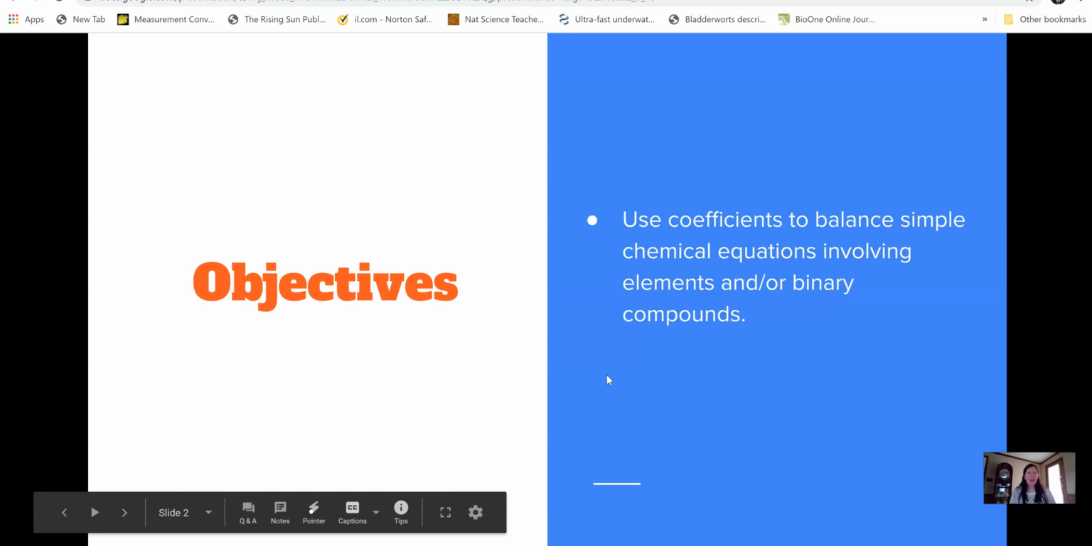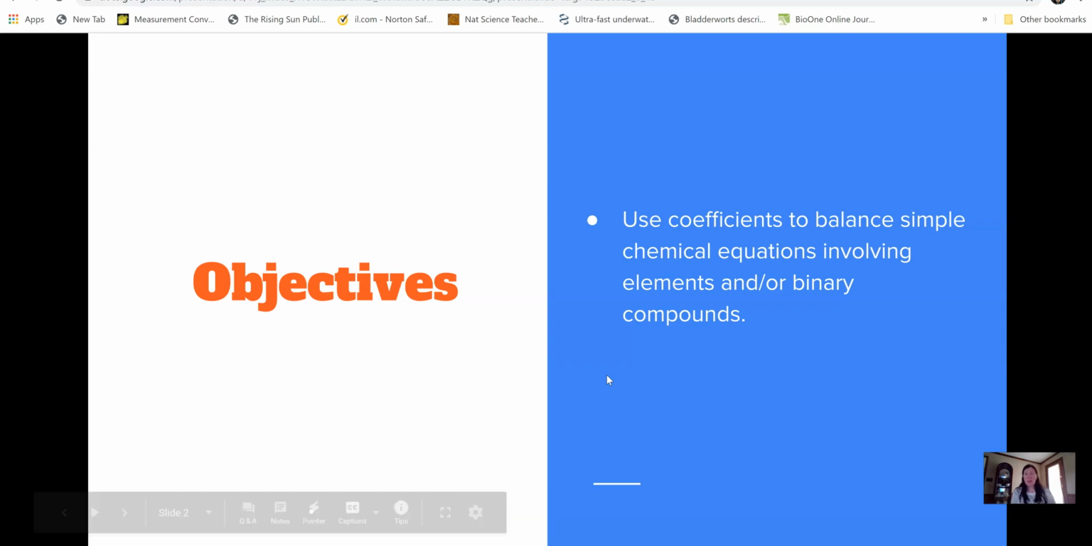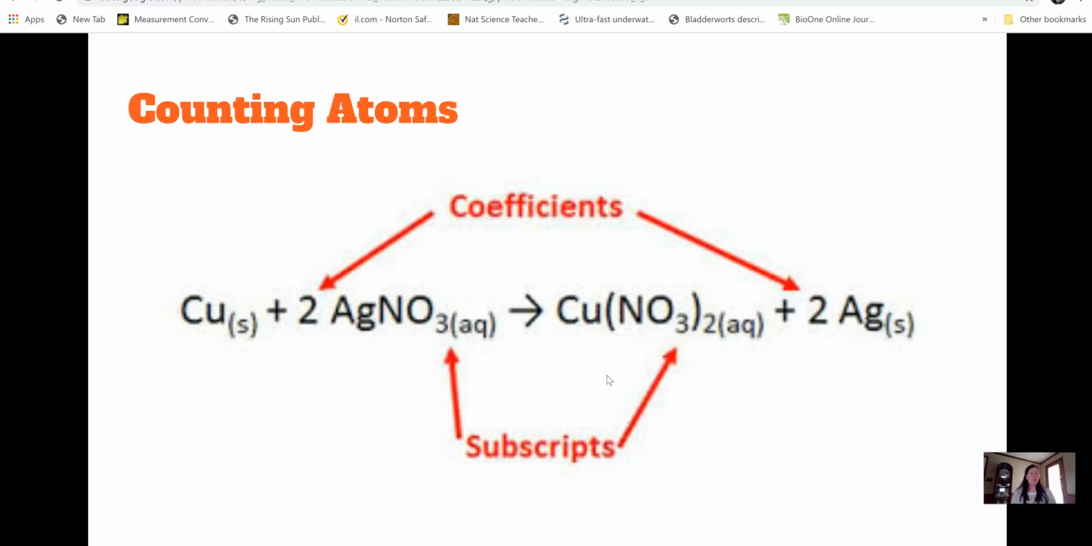Our objective today: later in the week, we're going to be learning how to balance chemical equations. And to do so, we've got to be able to take a look at the equations and count the atoms that are in some of the chemical formulas in them. So just as a reminder, let's go forward.